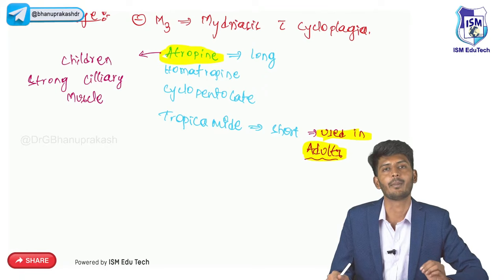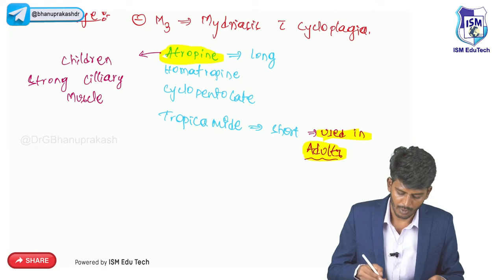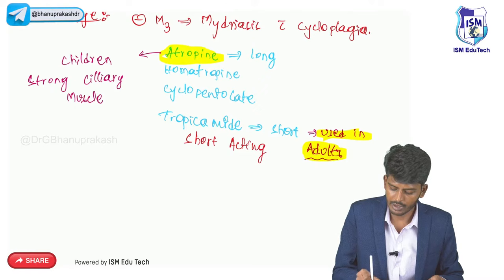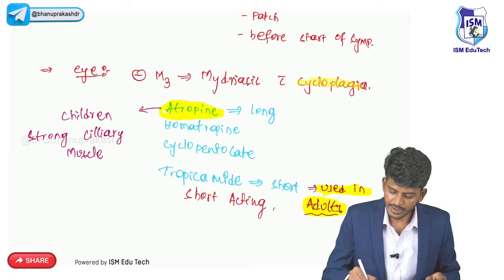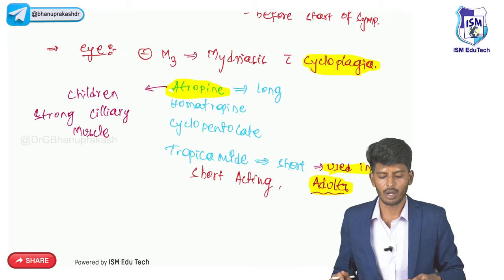Most importantly, we need the duration. A short period of time is used in adults. Why? Because it is a short action. Okay, so you need to focus here. Mydriasis with cycloplegia means that whenever you use an anticholinergic drug, a cholinoblocker, it automatically causes cycloplegia.